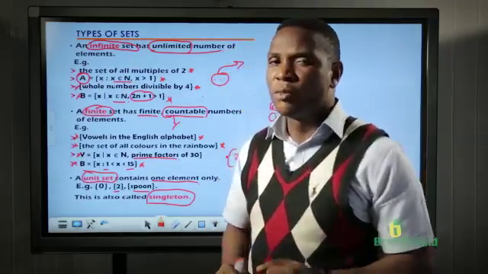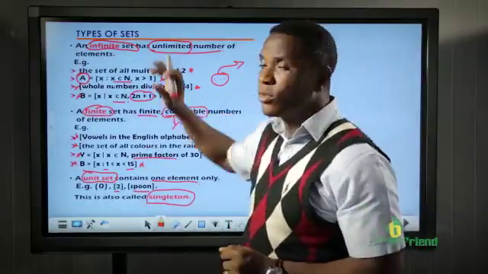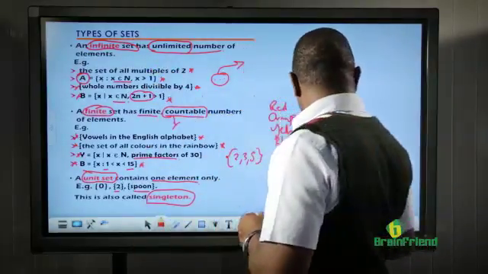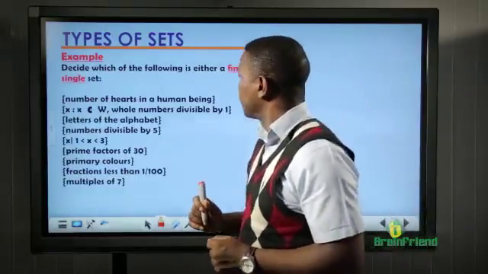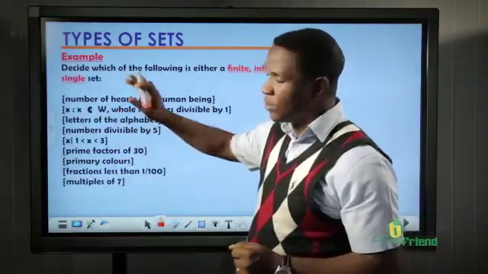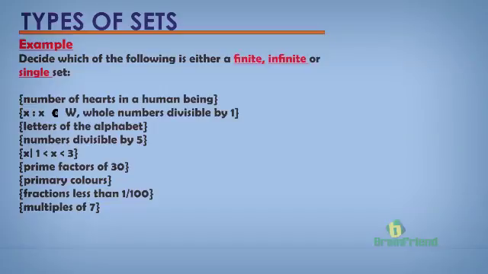Singleton. Let's take a look at some examples to better understand all the sets that we've learned about so far. Now we have a list of sets, and we've been asked to decide which of these sets are either a finite set, an infinite set, or a single set. Promise to be an exciting exercise. Let's see if we exactly understand what single sets are, what infinite sets are, and what finite sets are. Let's start.